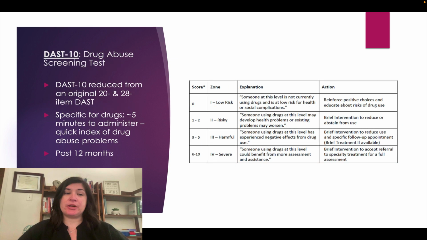This one may look familiar from previous lecture slides, but it's the DAST-10, which is the Drug Abuse Screening Test. The DAST-10 has been reduced from the original 20 to 28 item scale, and it's specific for drug use. It usually takes about 5 minutes to administer, and it does have a quick index for drug abuse problems. And it is inherent with the substance use disorder from the DSM-5 in that it looks over the last 12 months.